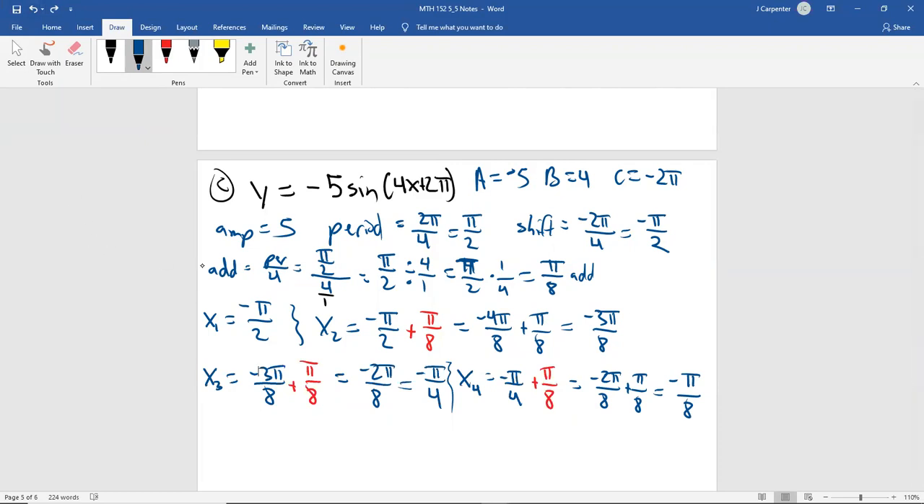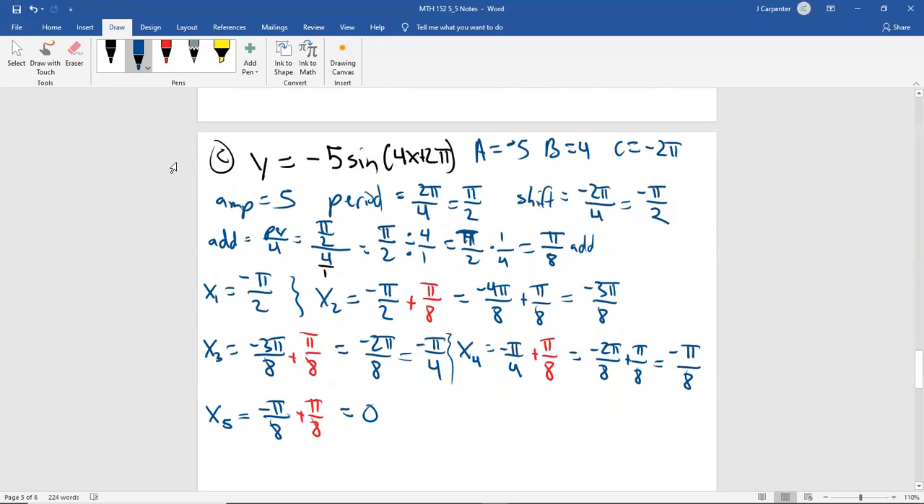The last point. Now remember, if you take the shifting value and add the period, then you should get the last one. So the shifting value is negative pi over 2. The period is pi over 2. If you add those two things, you get 0. So that's what I expect to get here is 0. Let's take the previous one of negative pi over 8, add the adding value. Negative 1 plus 1 is 0. So sure enough, it worked. So we have our 5 x values.